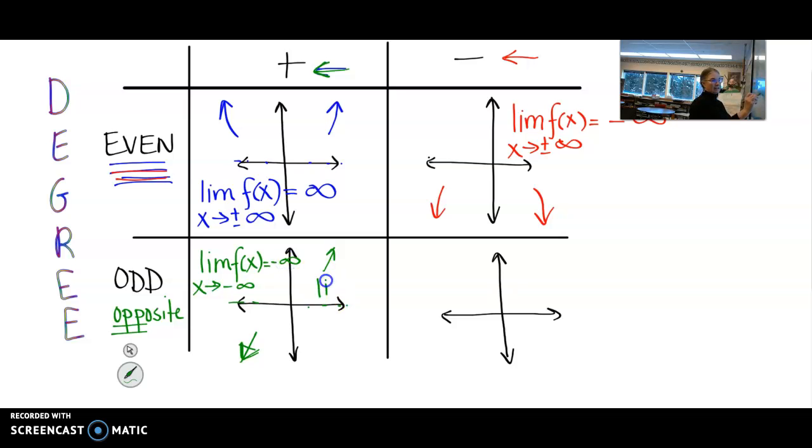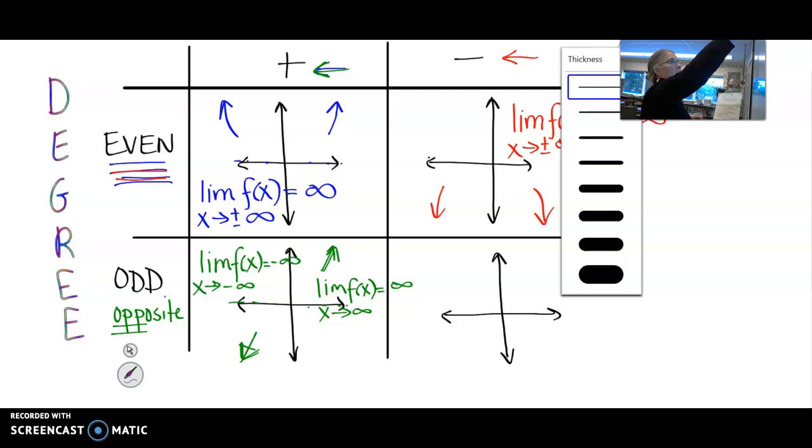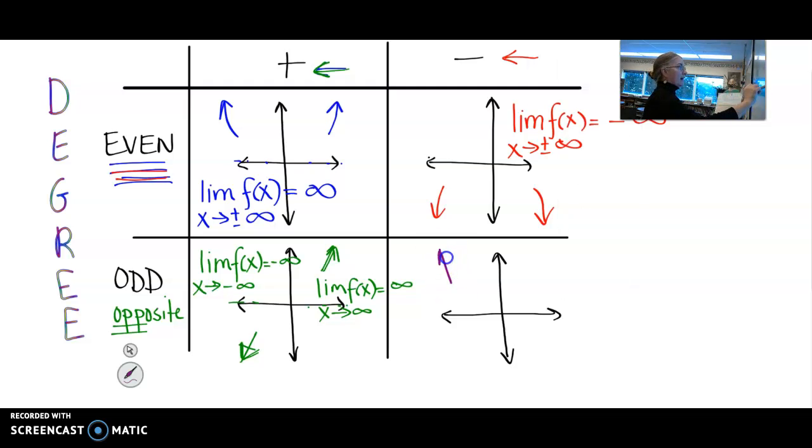And on this side, the limit of f of x, as x is going in the positive direction, well, the y values are going up to positive infinity, so it looks like that. And then the last situation here is if you have an odd degree and we have a negative lead coefficient, the ends of the graph are going to look like that.